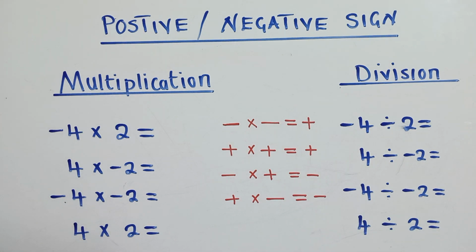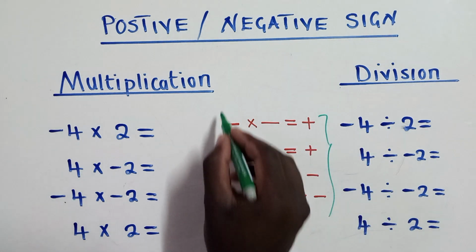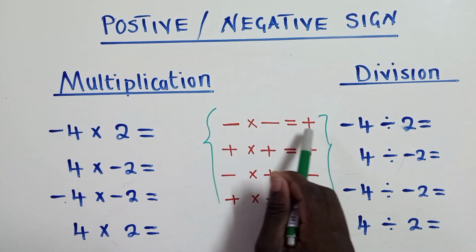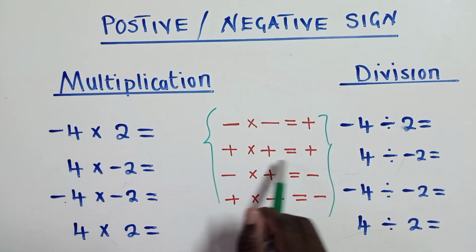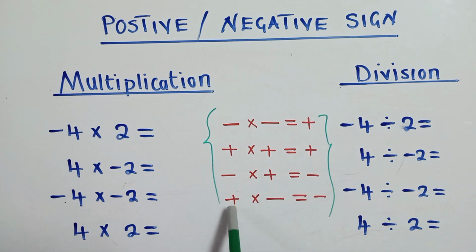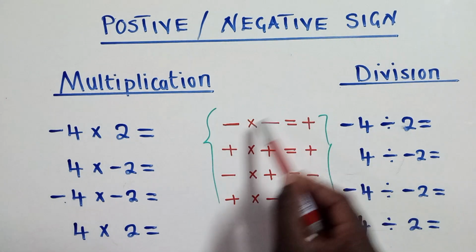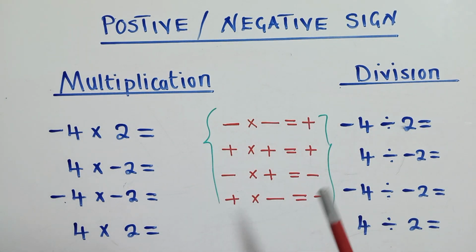If you can see the pattern right here, you will see that when we have same signs, we are getting a positive. Multiplying same signs, positive. Different signs, negative. This is the only key we must use to be able to work out these questions. Multiplication and division use the same pattern. Same signs, positive. Different signs, negative. That's all. So let's give it a try.